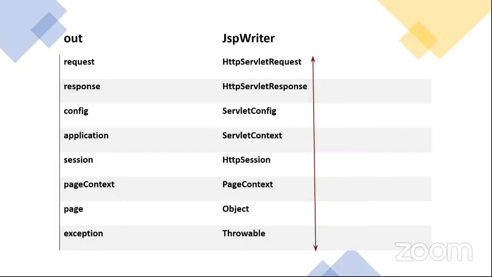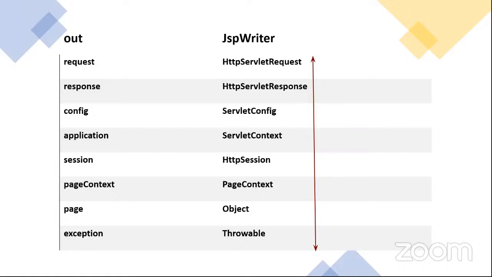And pageContext, to define configuration related to the particular page. And the page object, to describe any information related to the current page. This is from the Object class, and Object is the supermost class in Java.